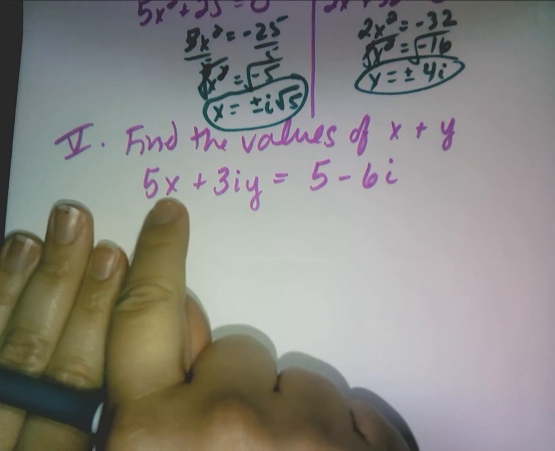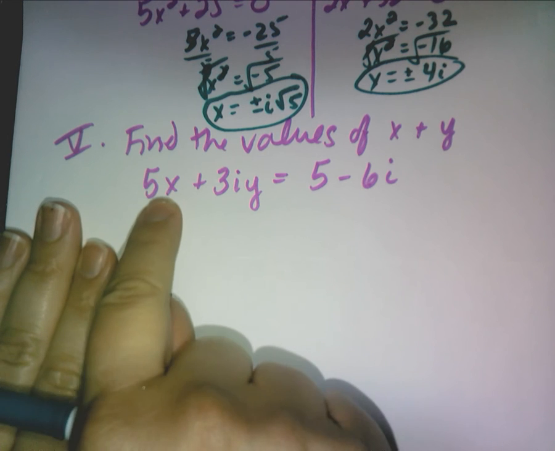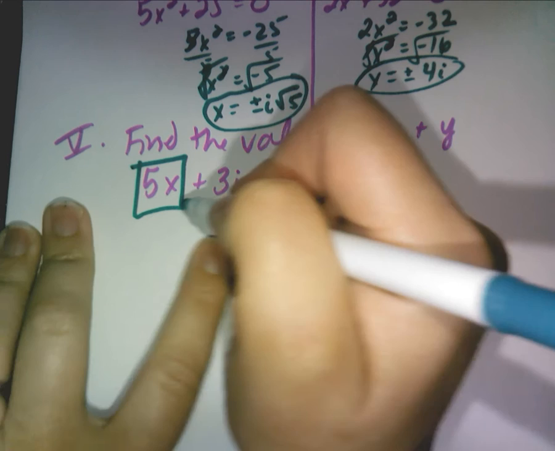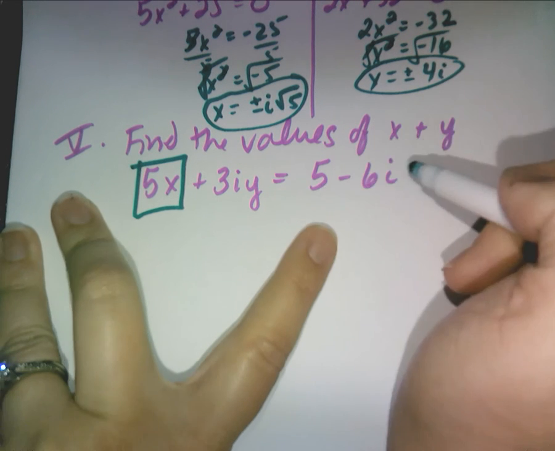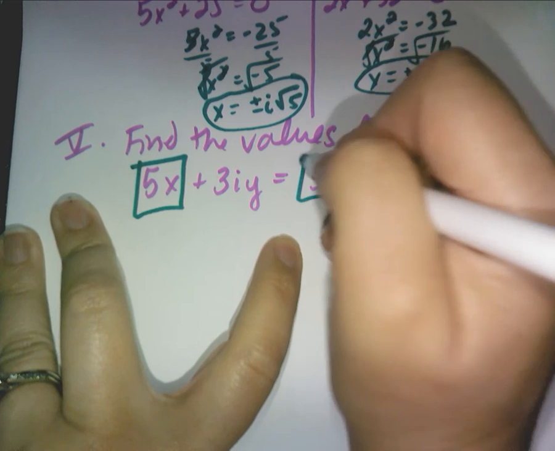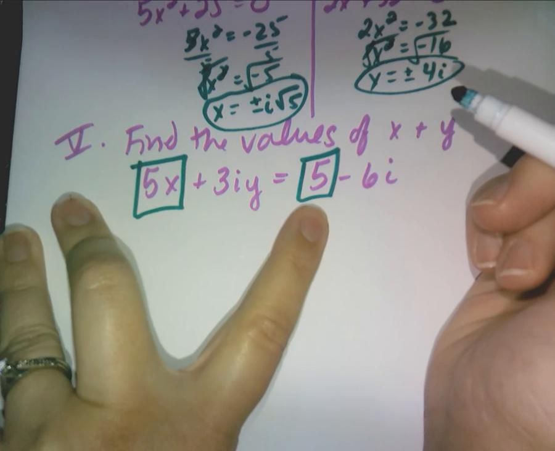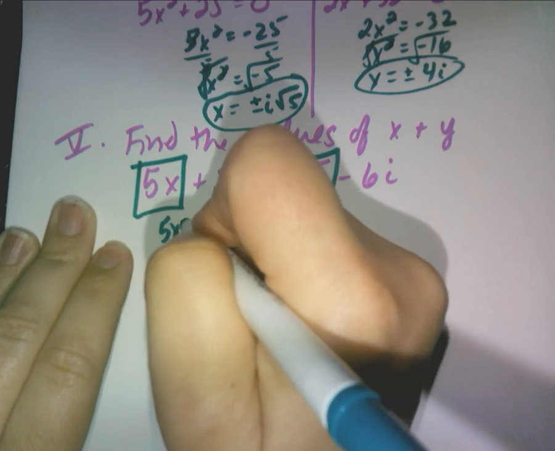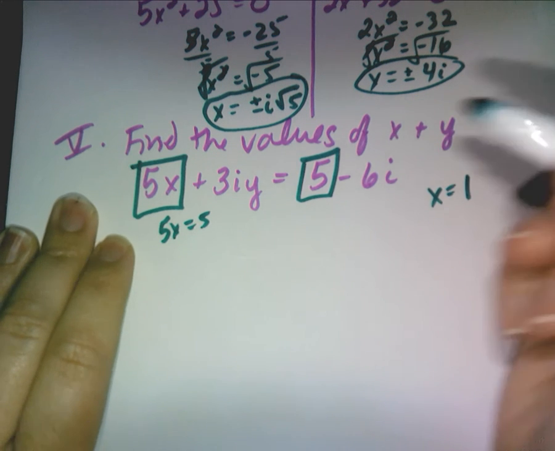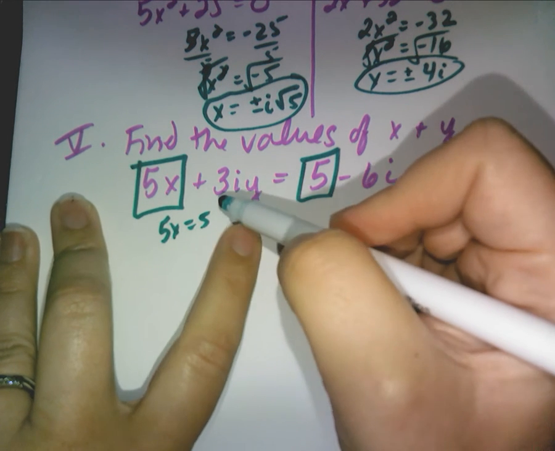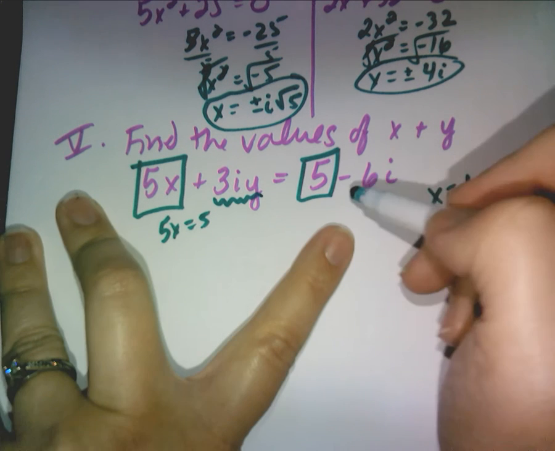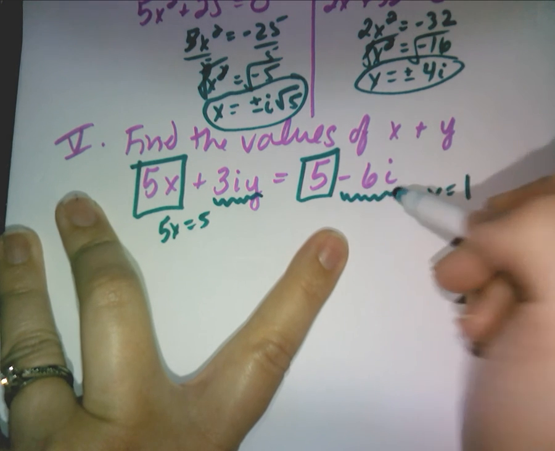So the 5x doesn't contain an i. Agreed? So then this must be equal, according to this, to the real part over here. What's the real part over here? So if 5x equals 5, what's x equal? 1. Done. x must be 1. So then what could you say about this one? What does 3iy, what must that equal? Well, that must equal the imaginary part.